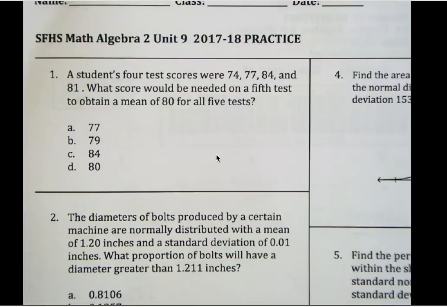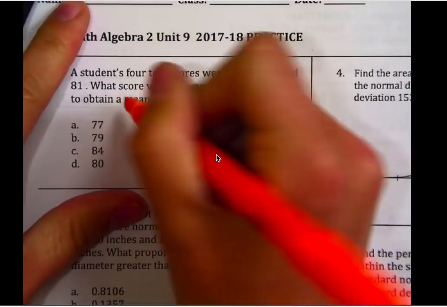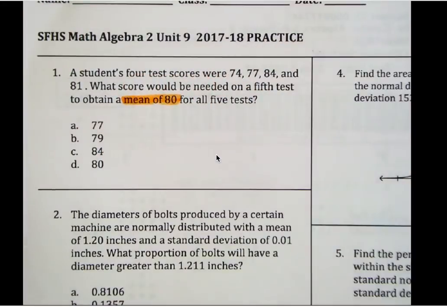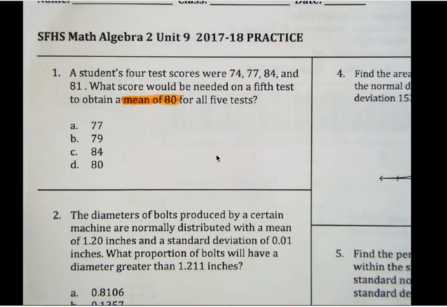For number 1, we have 4 test scores: 74, 77, 84, and 81. They want to know what score would be needed on a 5th test to obtain a mean of 80 for all 5 tests. So this phrase, mean of 80, should be making you think about your procedure for finding this answer.